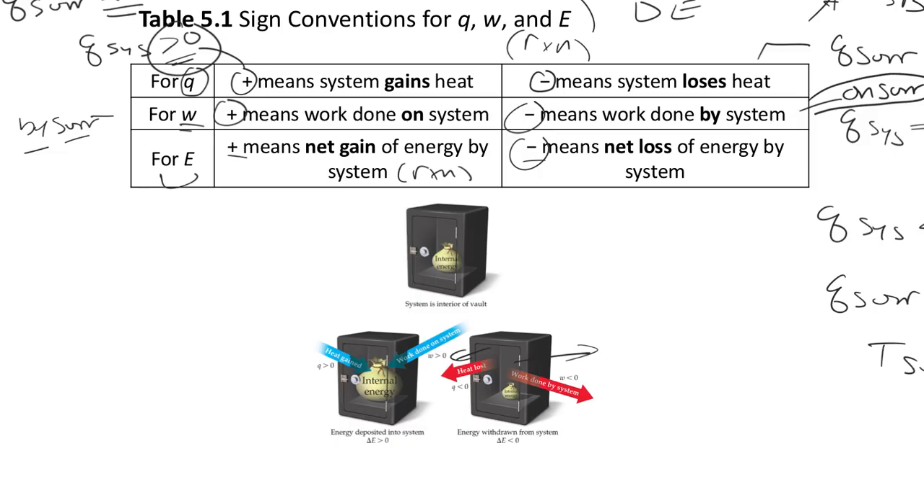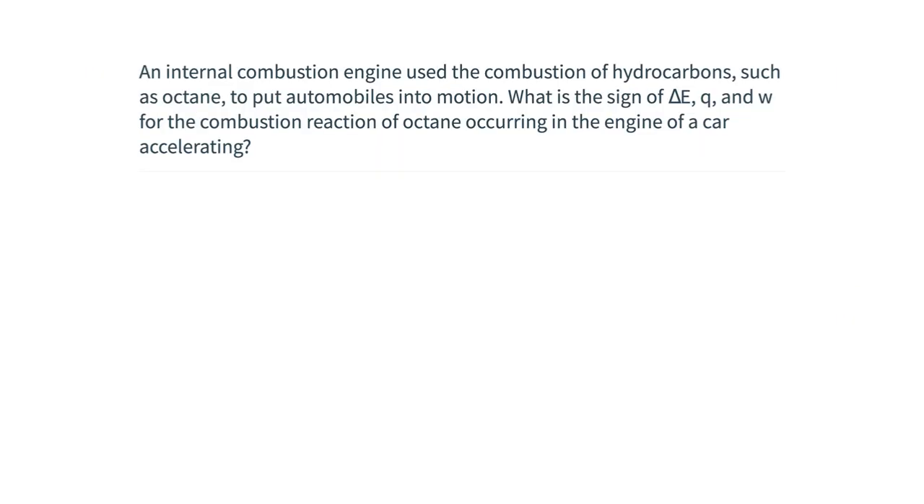Now the tricky part is it's not always easy to predict if Q is positive or negative. You have to know something. And it also is the case that if delta E is negative, Q could be negative, W could be positive, or vice versa. They don't have to have the same signs. It kind of depends on some information and depends on some ways that the reactions are carried out.